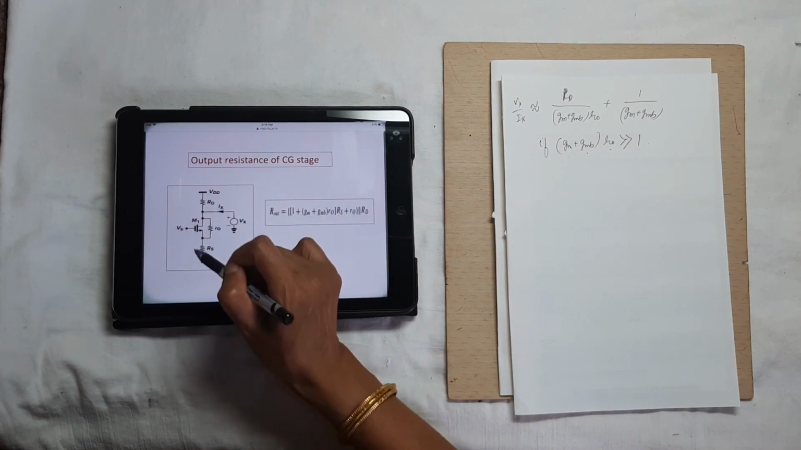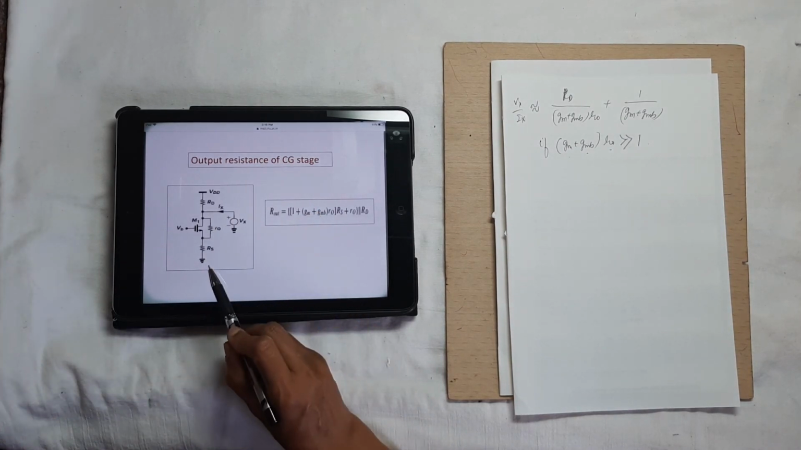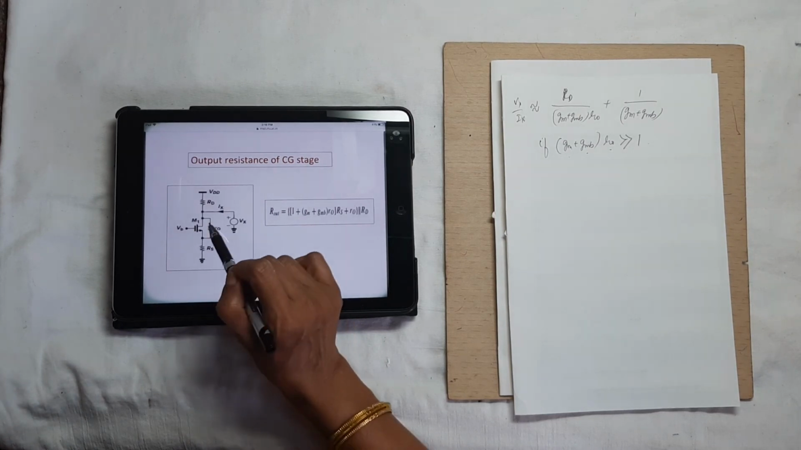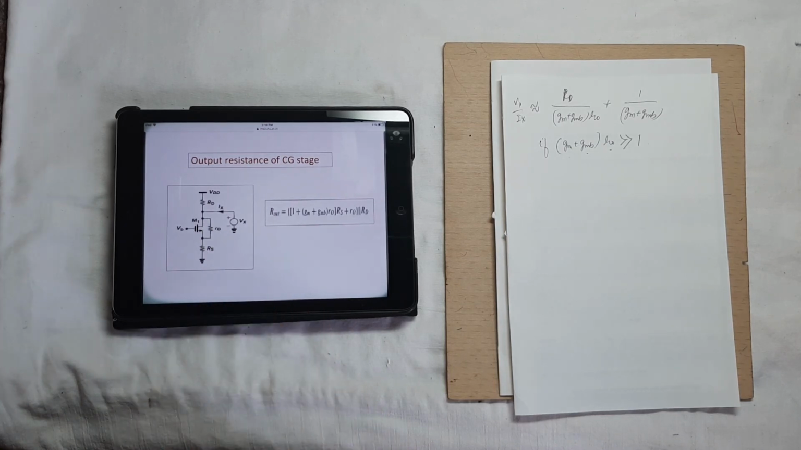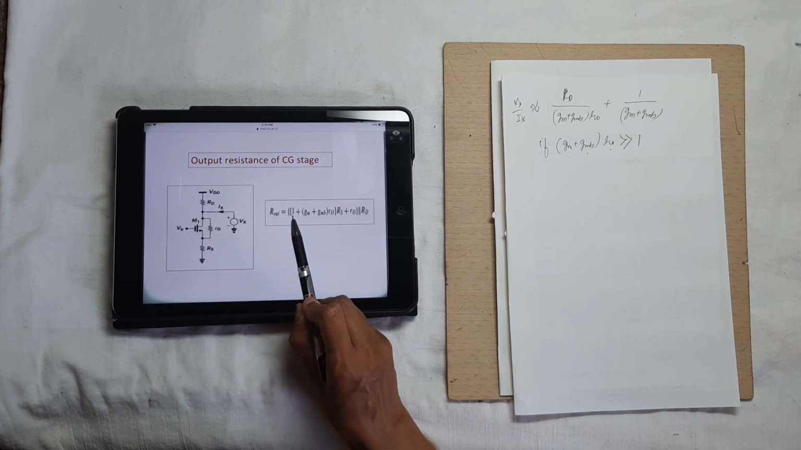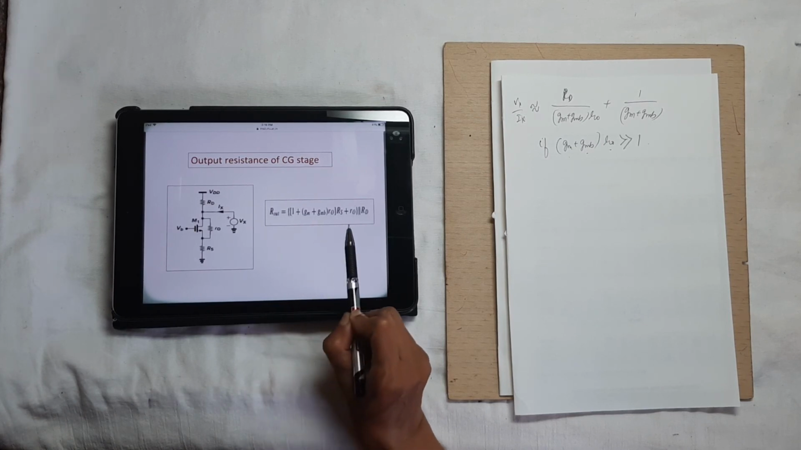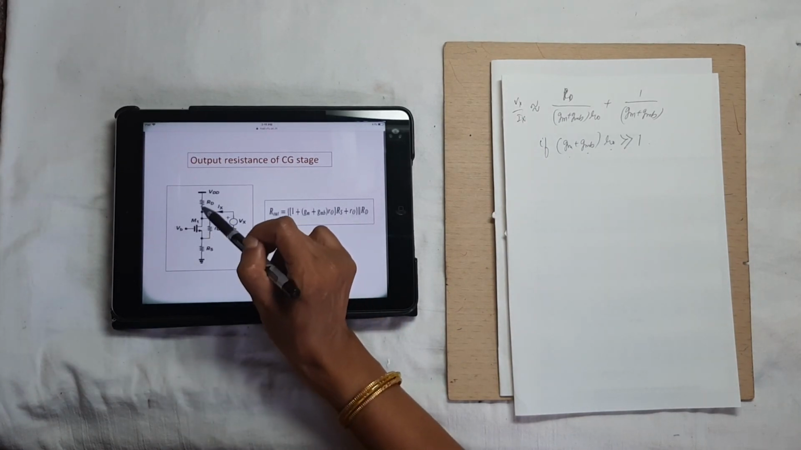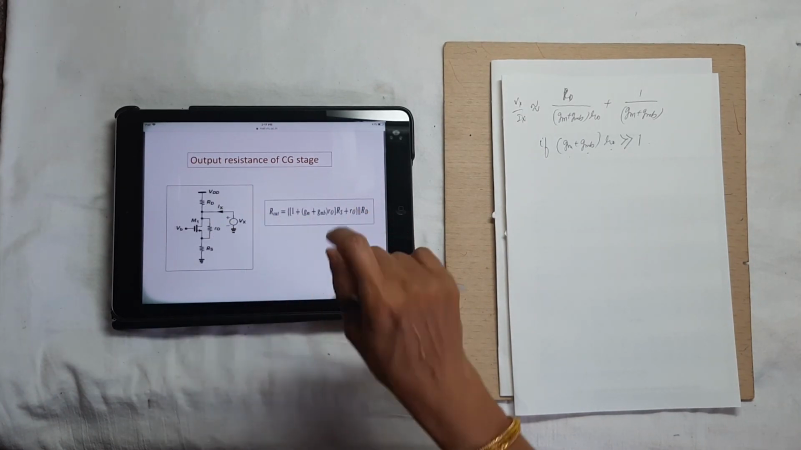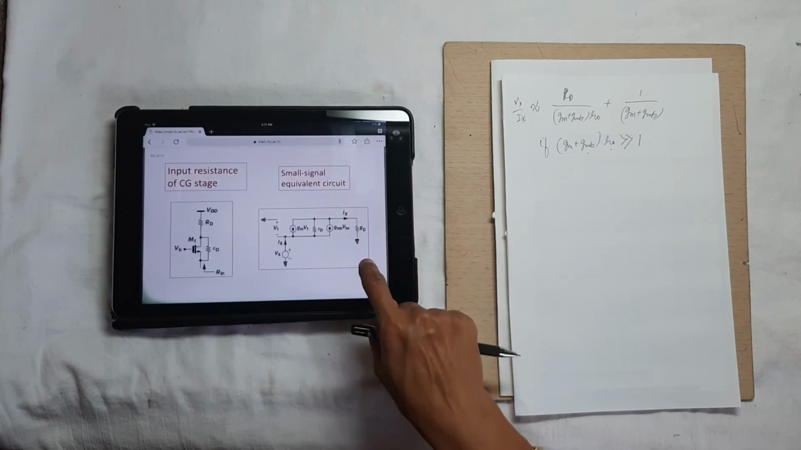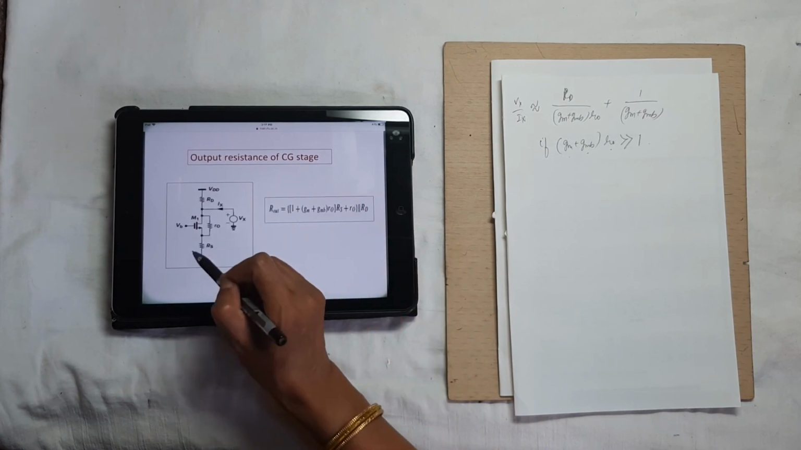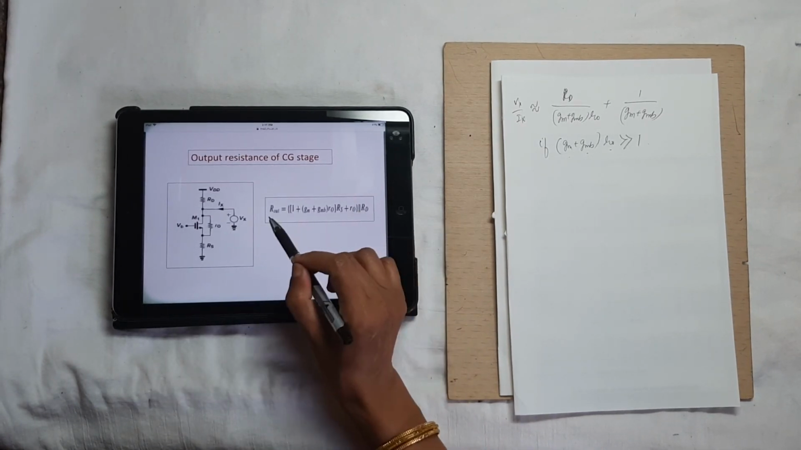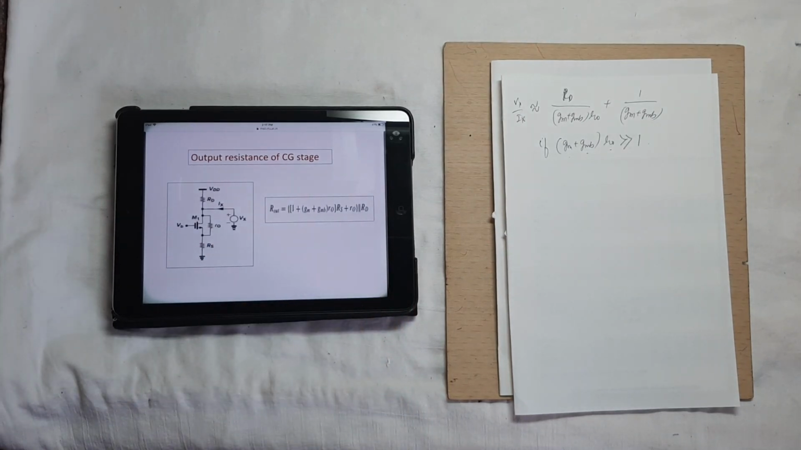Now what is this circuit? This circuit is nothing but a common source stage with source degeneration, and the equivalent resistance of this part of the circuit, the CS stage with source degeneration, is 1 + (gm + gmb)RO times RS plus RO. Now we have the load resistance RD, and in the small signal equivalent circuit, RD is connected to ground. Therefore, Rout is equal to this resistance in parallel with RD. That will give you the output resistance of the CG stage.